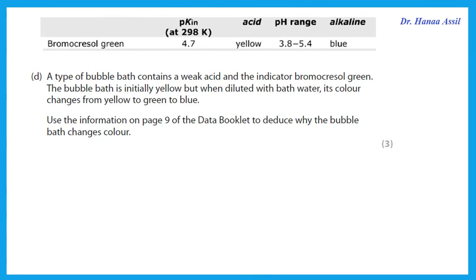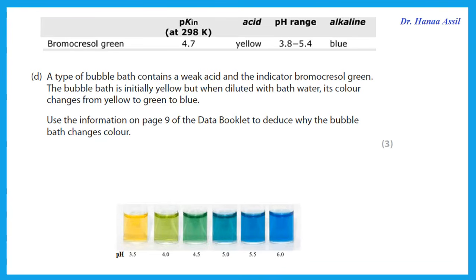So we are told that in acid it's yellow, in alkaline it is blue. And we should realize that going from yellow to blue, we have to go through green. What is happening is we had the bubble bath originally a weak acid. So a weak acid containing bromocresol green would be yellow.